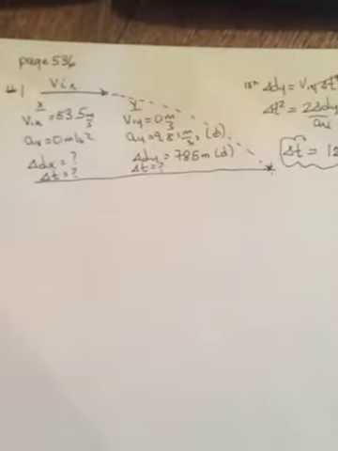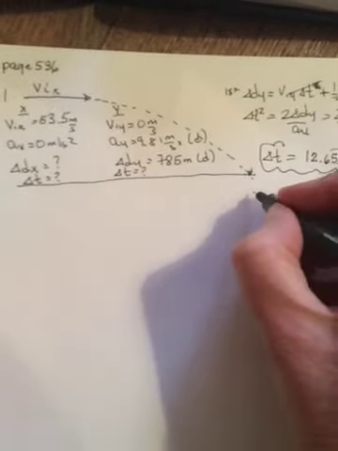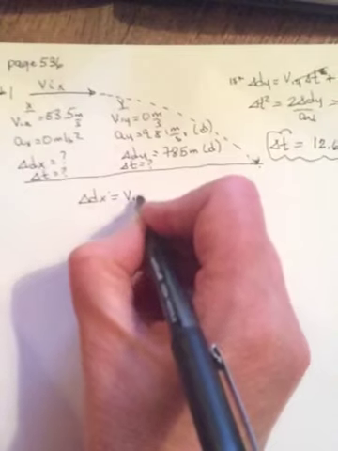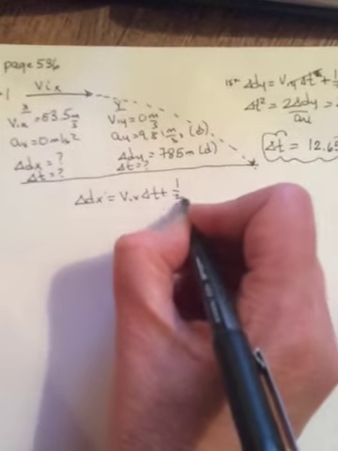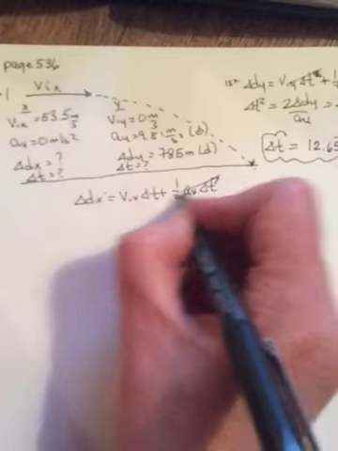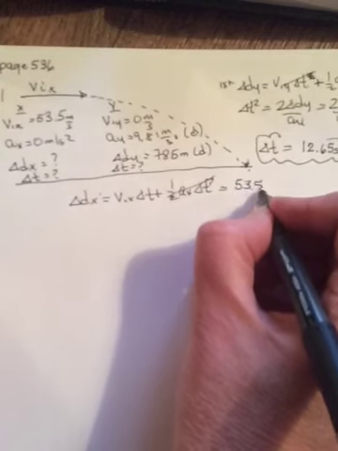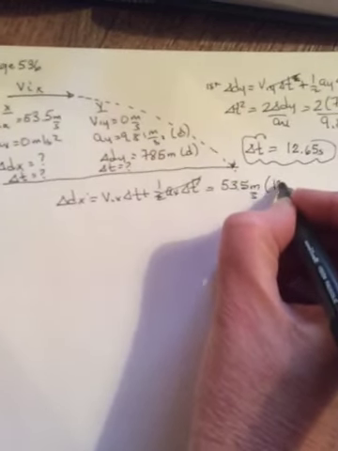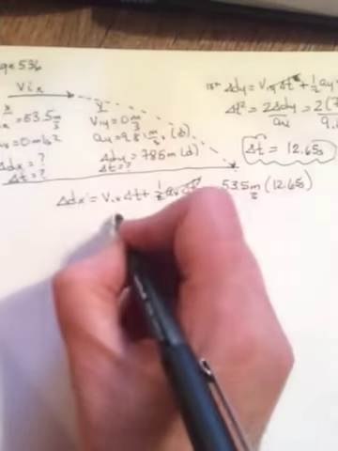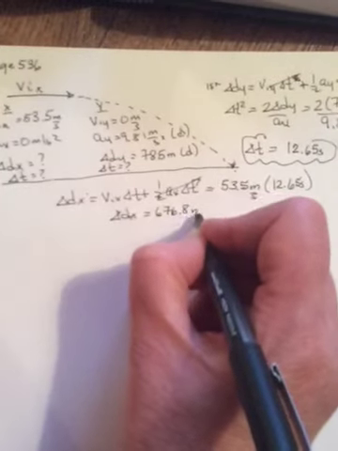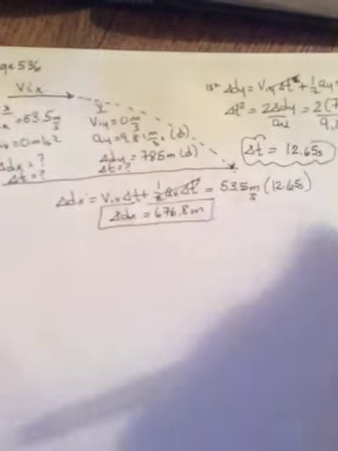So now that you have that time, you go back to the x direction. And in the x direction, you can use delta dx is equal to VIX delta t plus 1/2 AX delta t squared, but the AX term is 0. So 53.5 meters per second times 12.65 seconds, multiply them together, get a delta dx of 676.8 meters. You are finished, number 1.